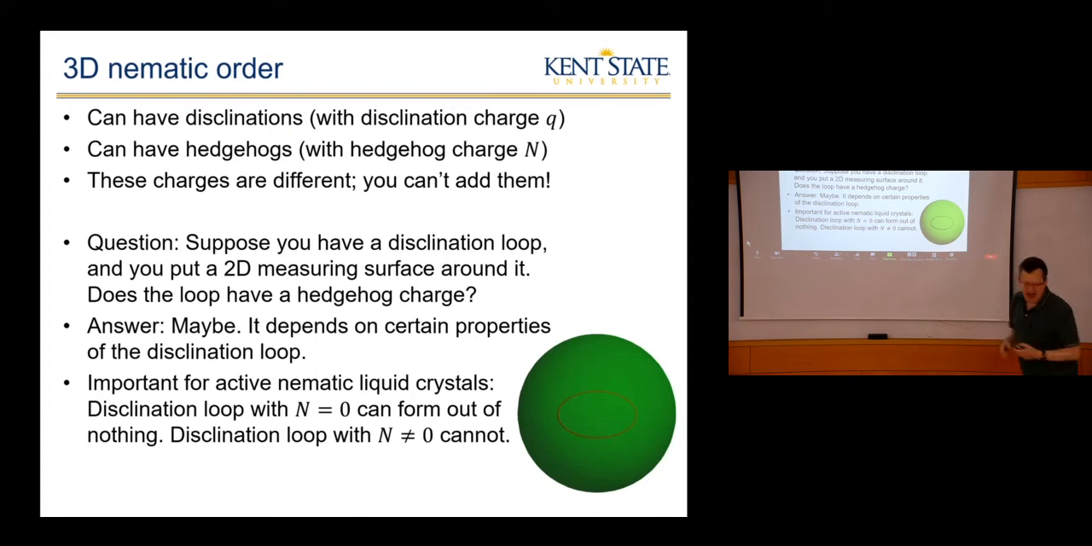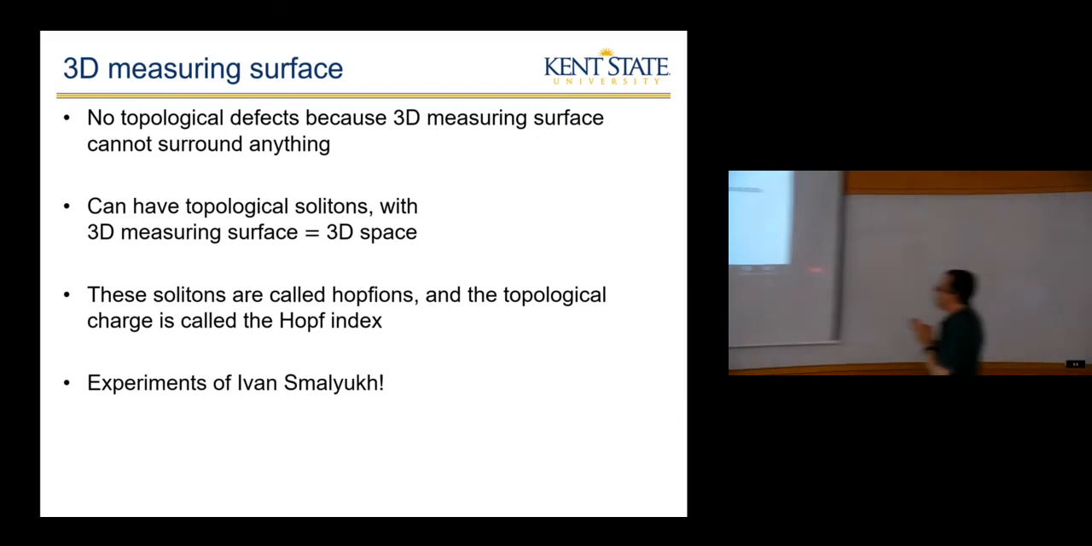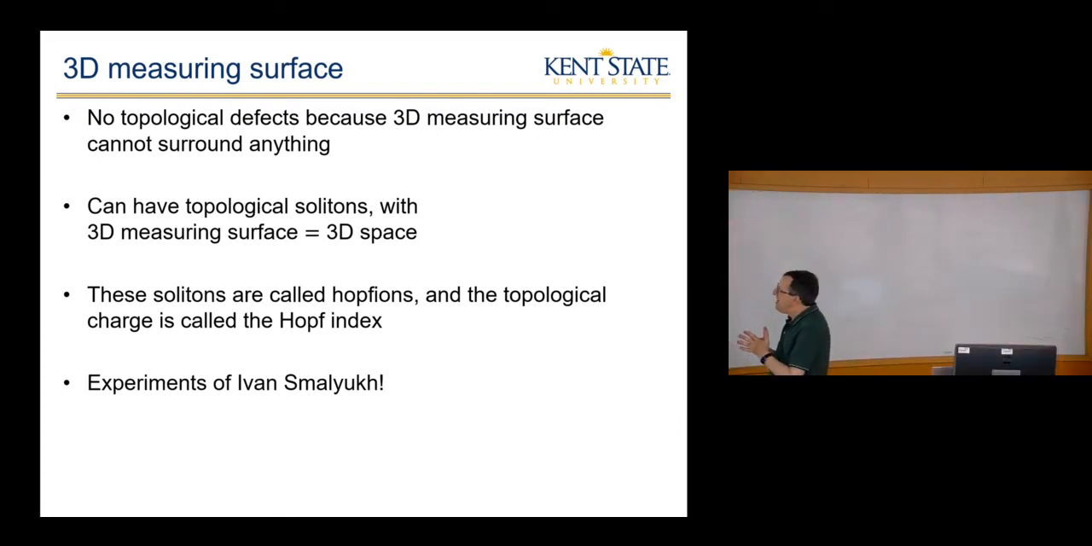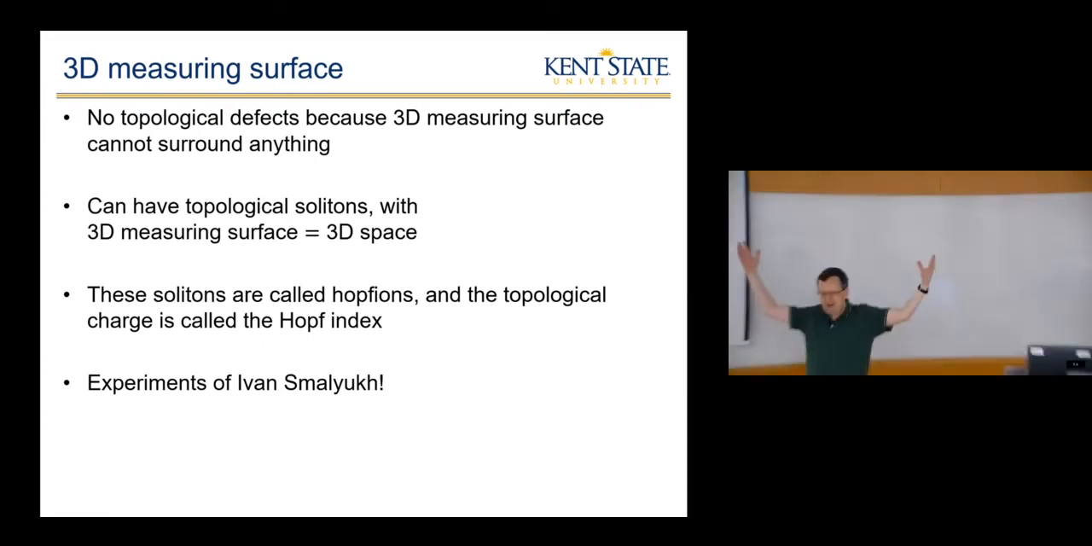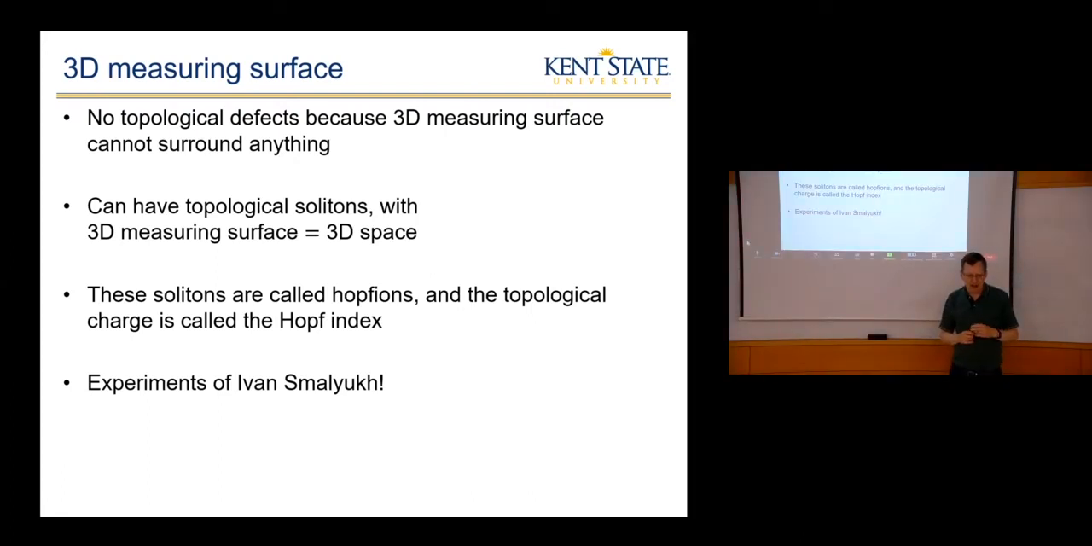The last thing that I prepared to talk about is the 3D measuring surface, okay? Let me just mention that briefly, because I've been talking for a while. For a 3D measuring surface, that's scaling up this concept one more level. We could ask first, can you have topological defects that are enclosed by a 3D measuring surface? That's not really going to work because we live in three dimensions. You can't have a three-dimensional space that's enclosing something to enclose, right? You'd have to be in a four-dimensional universe for that, okay? So forget about that. You're not going to have topological defects like this.